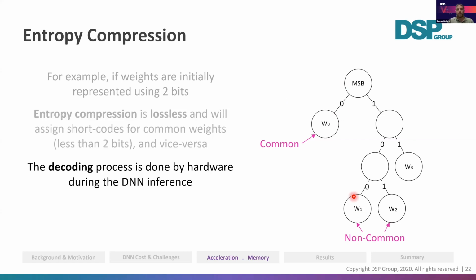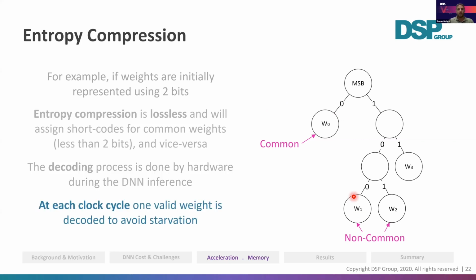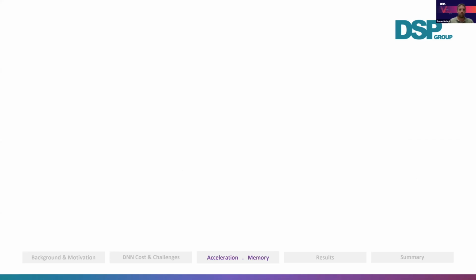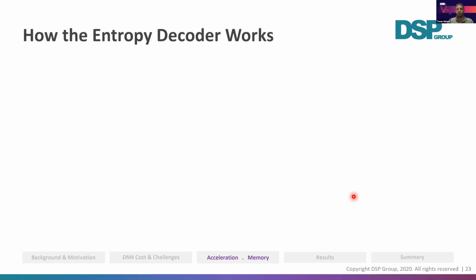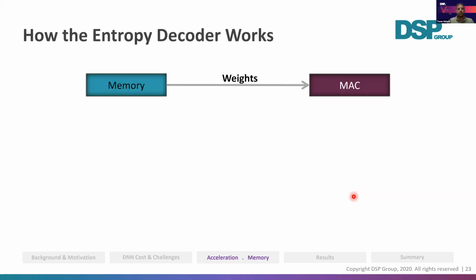To decode those weights, we have a hardware decoder inside the SoC that at each clock cycle extracts one valid weight, and this again is to avoid any starvation in the system. So how does the entropy decoder work? Actually, it's very simple. Instead of using an external memory that sends weights to the MAC, now we added a weights decoder in between them.